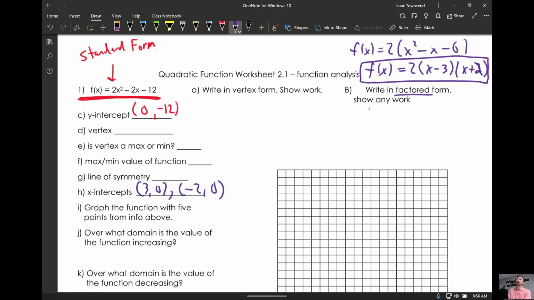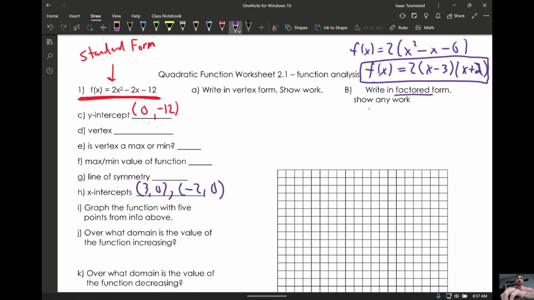So that's one of the benefits of why we like to write it in factored form. Whereas vertex form, this one's going to take a little bit more work, and this is the one that students are usually less familiar with. Vertex form is going to be great at showing us the vertex and letting us know the max and min of the function, and also the line of symmetry pretty quickly.